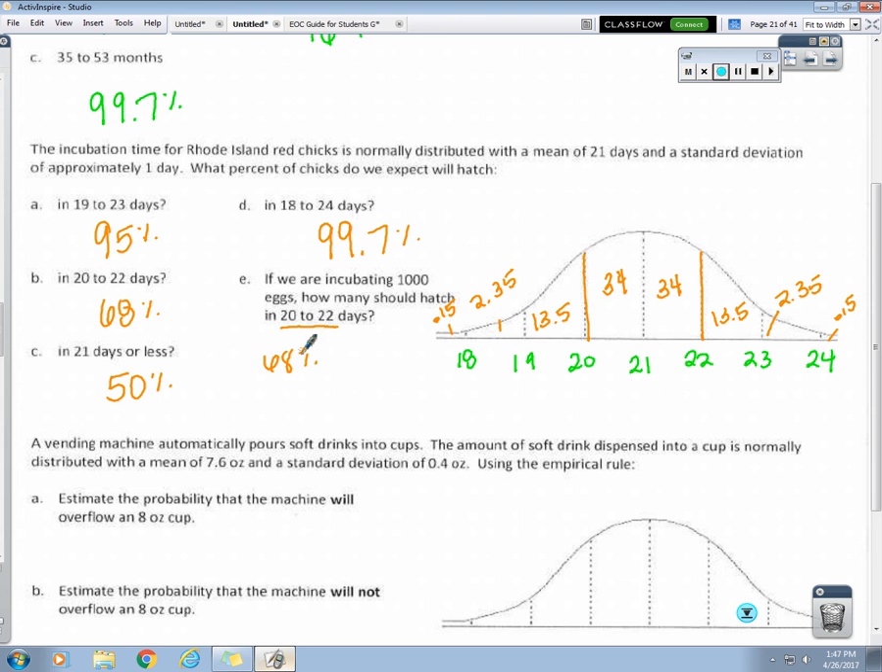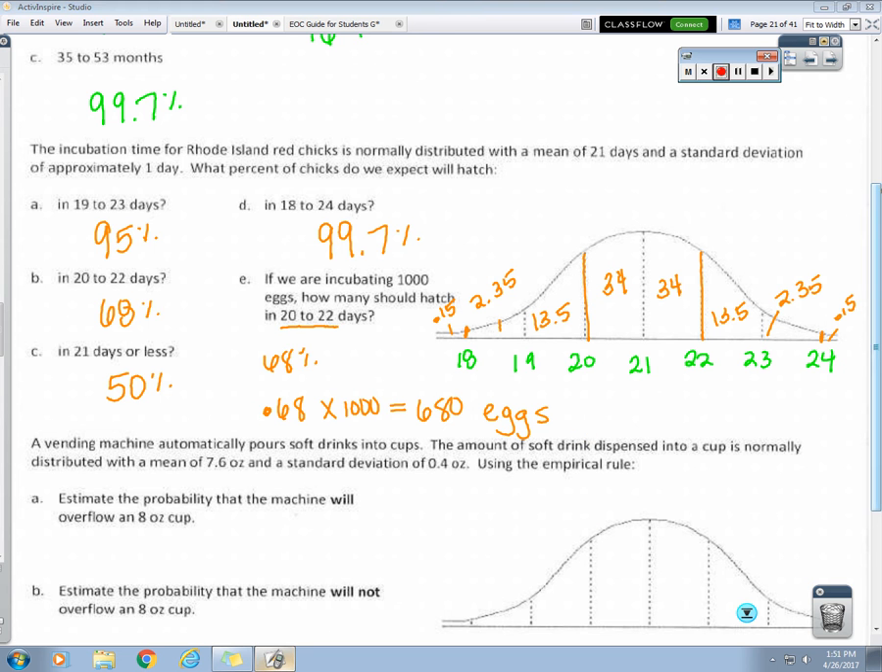In 20 to 22 days, that's from here to here, that's 68%. However, they don't want that as the answer. They want to know how many of the 1,000 will hatch, so what would you have to do? Well, you can do 0.68, which is 68%, times 1,000, and that'll let you know 680 of those eggs will hatch in that time period. Okay, now try the next one.